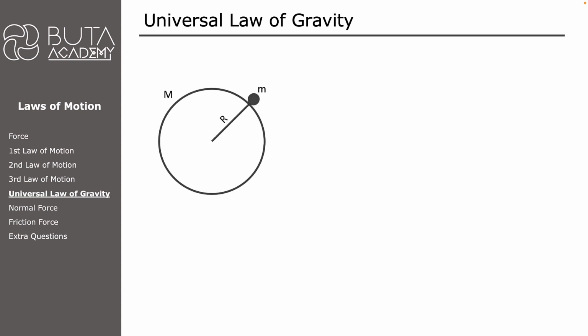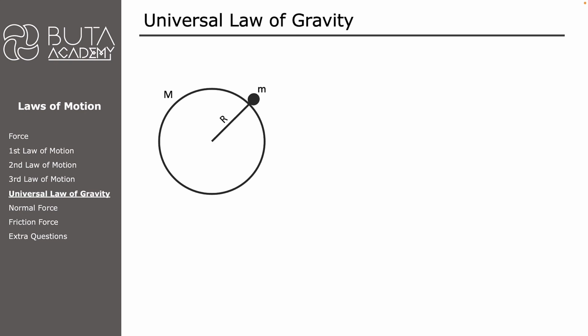In the image on the screen, we have an object of mass small m on the surface of the planet with a mass of big M and radius of big R. By convention, if we have two objects with one of them having much greater mass than the other one, instead of using m1 and m2, we use big M for the mass of the heavier object and small m for the mass of the lighter object.